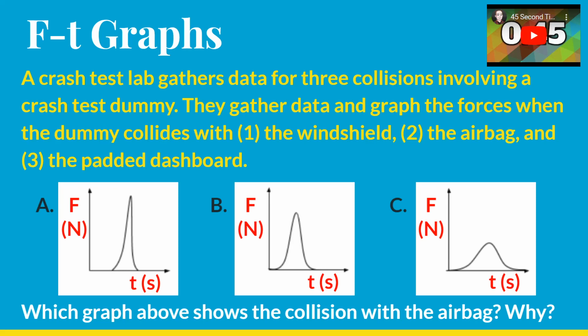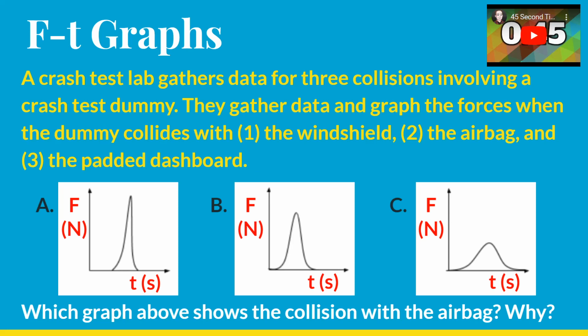So this says a crash test lab gathers data for 3 collisions involving a crash test dummy. They gather data and graph the forces when the dummy collides with the windshield, the airbag, and a padded dashboard. So these are graphs that you could potentially get, and guys, you're going to get graphs just like this when you do the RA next week. This is what force time graphs look like.